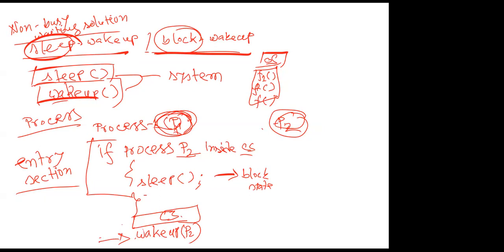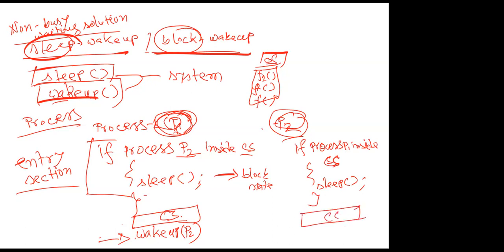Now let's check this. What is the code for process P2? For process P2's entry level code, it will check whether process P1 is inside the critical section or not. If process P1 is inside the critical section, then what will it do? Process P2 will go to sleep mode. This is the entry level code for process P2. Otherwise, it will enter the critical section.